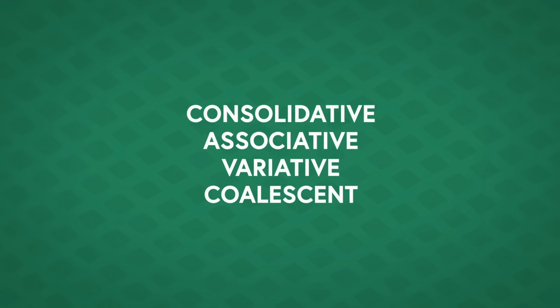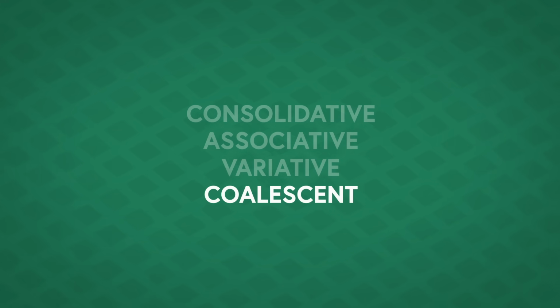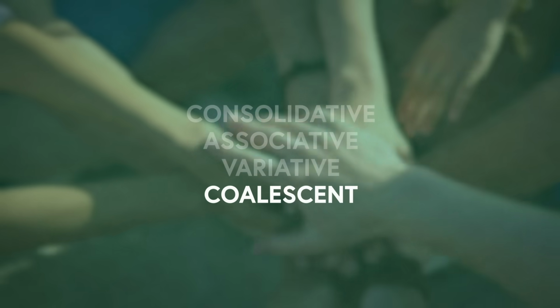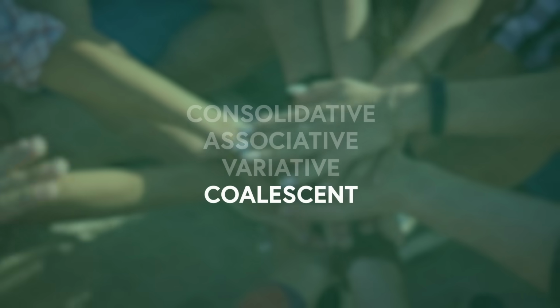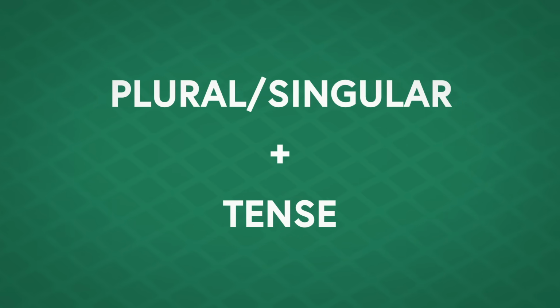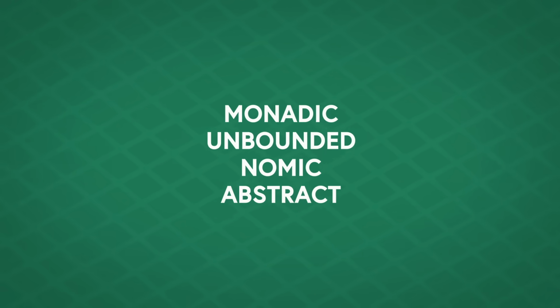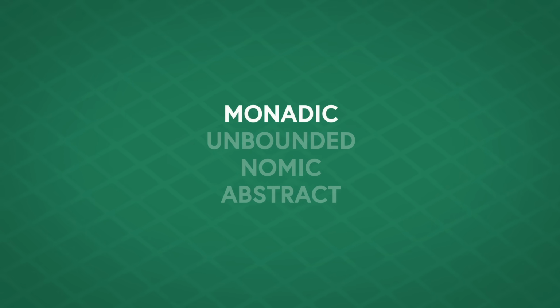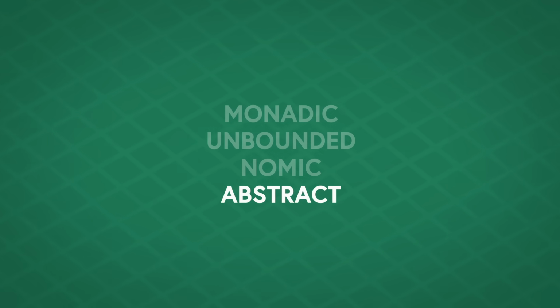There are 4 options, but let's go with the coalescent. That means we're associated with each other, but all have different roles, but towards a common goal. Now let's talk perspective. Basically, it's like number, plural or singular, plus tense, except obnoxious. There are 4 options, but we're going to go with the mondaic, which means that it can be understood as existing as an accessible, bounded entity, unlike, say, the abstract, which would be the idea of dweebs generally.